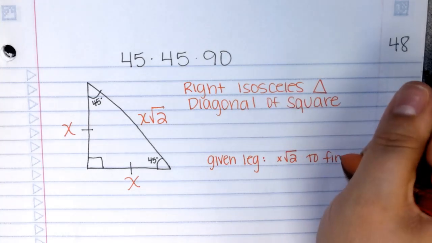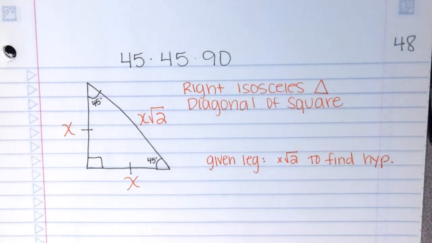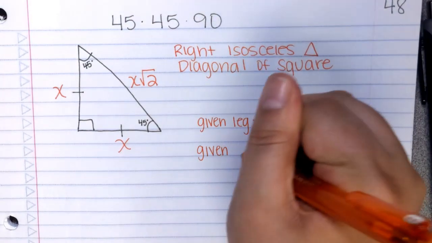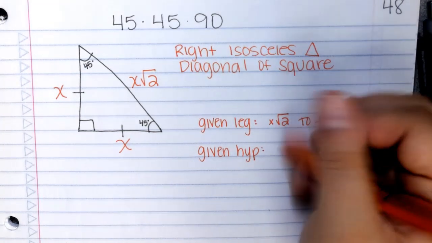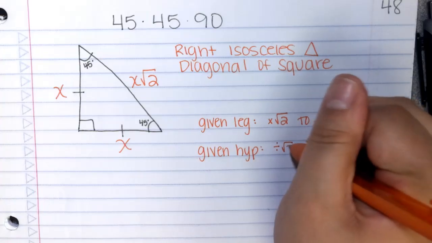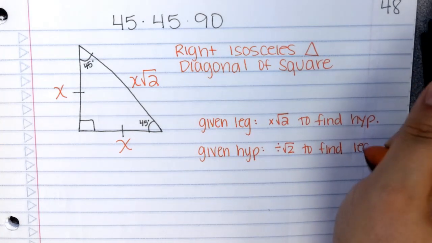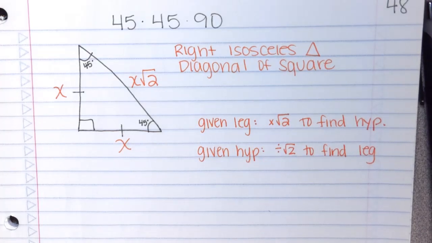To find the hypotenuse, write this down. What about if I'm given the hypotenuse? Then you do the opposite. Which is? Divide by root 2 to find the leg. So if you're given the leg, you're going to multiply by root 2. If you're given the hypotenuse, you are dividing by root 2.